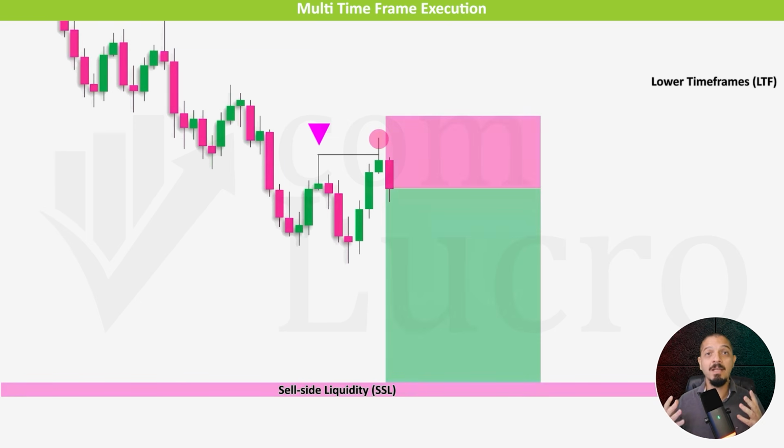After this confirmation, enter a short position and place your stop loss above the high created by the liquidity grab. Allow enough room for price to fluctuate and avoid placing the stop too tight. For your target, focus on the next clear sell-side liquidity level. This approach keeps the trade structured and intentional.